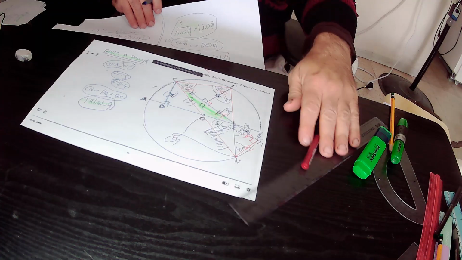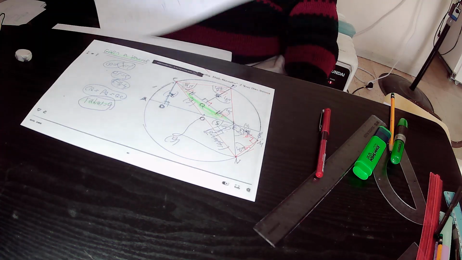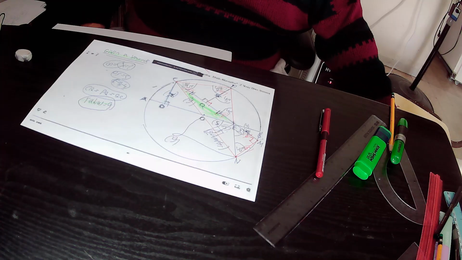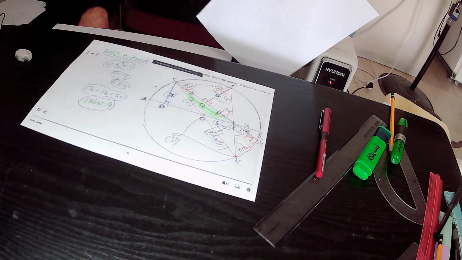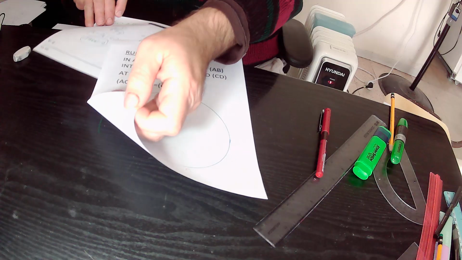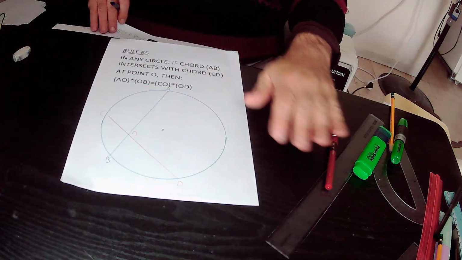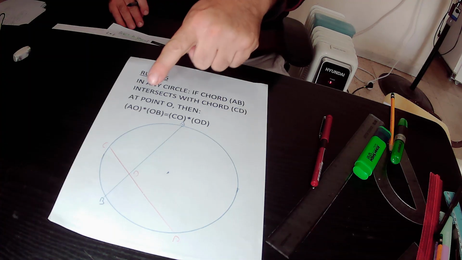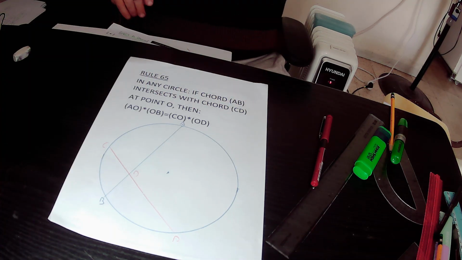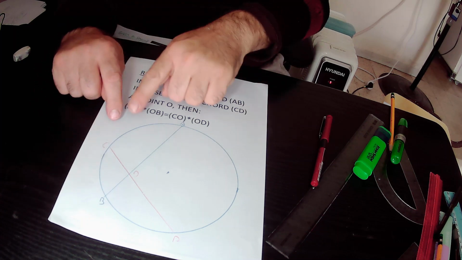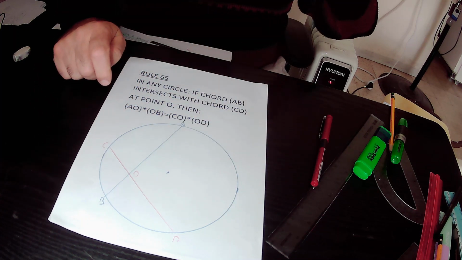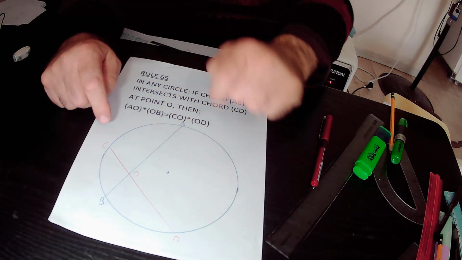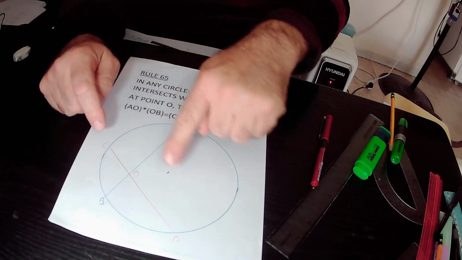So in the next step, we'll implement rule 65 in our drawing. We click quickly on rule 65. According to rule 65, in any circle, if chord AB intersects with chord CD at point O, then the following equation holds: AO times OB equals CO times OD.